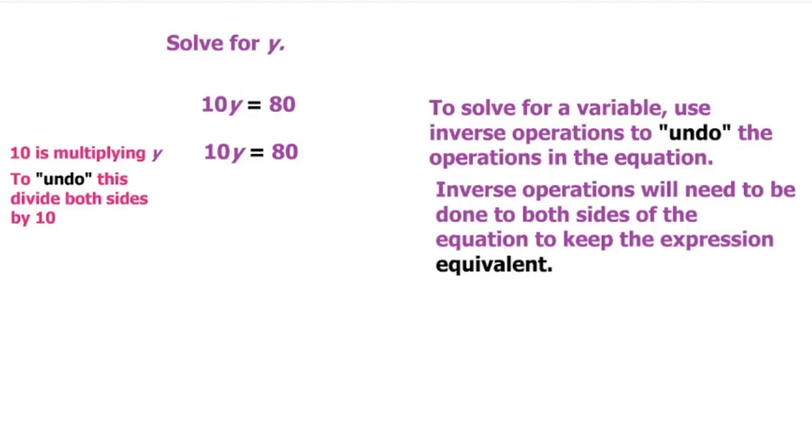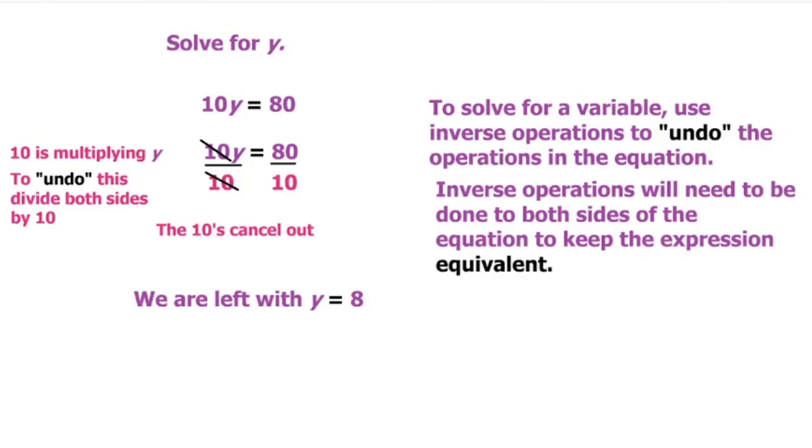So here it is, 10y over 10 equals 80 over 10. So the 10's cancel out, right? So we are left with y equals 8. And we've solved an equation. And that's as simple as it is.